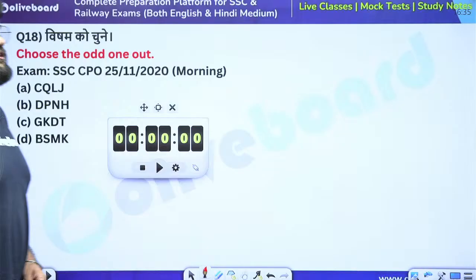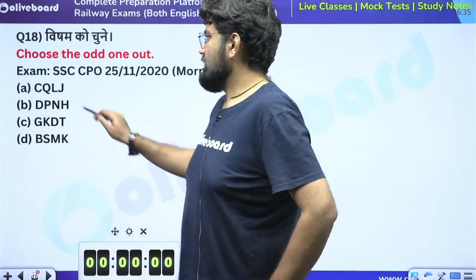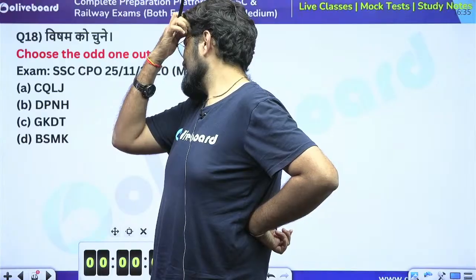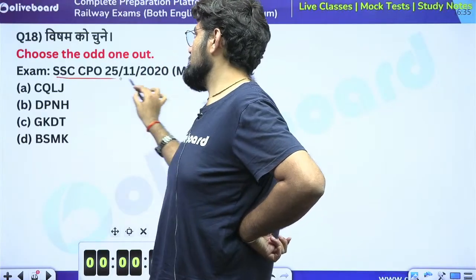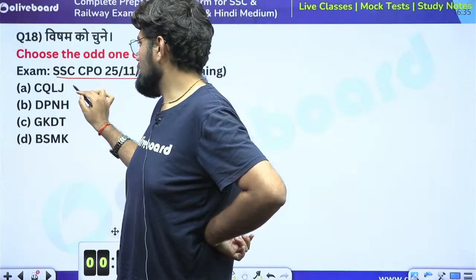Okay, when nothing works out in your favor, there is no logic here. Always try to see, this is a very common method. SSC CPO has incorporated this multiple times. Just add their place values.